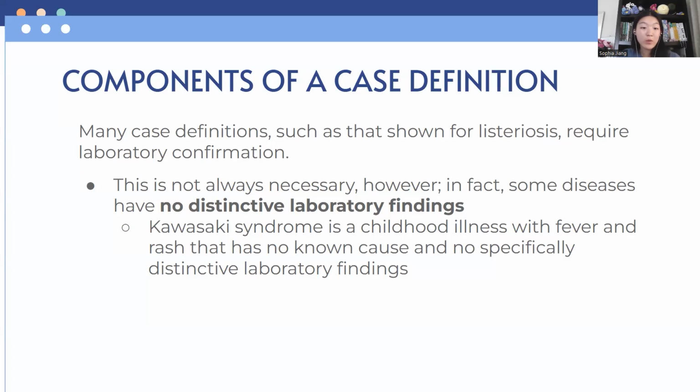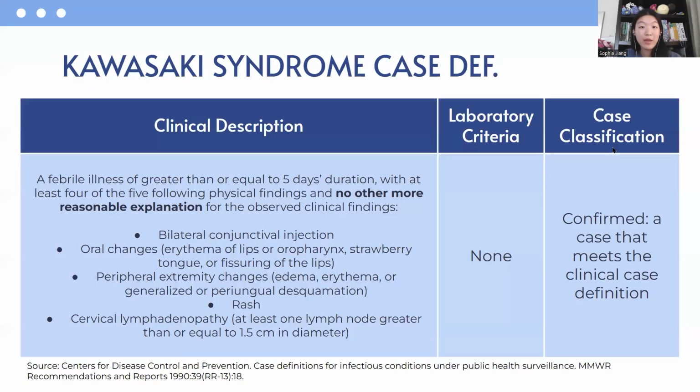So if we take Kawasaki syndrome, for example, Kawasaki syndrome is a childhood illness with fever and rash that has no known cause and no specifically distinctive laboratory findings. So if we take a look at that case definition, we see a bigger clinical description, and laboratory criteria just says none, because we don't have any way to test for it in a lab. So let me just go through the clinical description.